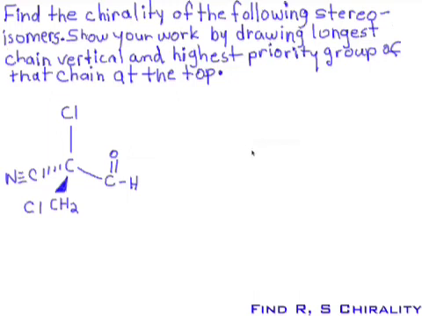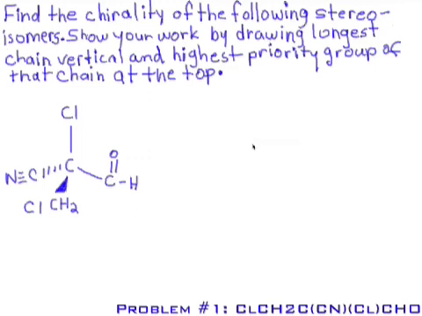In today's homework solution problem, we are looking at problems of chirality, specifically solving, drawing, and naming chiral molecules that have one chiral center. In this question, we were asked to just determine whether the molecule is R or S and to show our work. In order to make it easier, we were asked to draw the longest carbon chain vertical and the highest priority group of that carbon chain at the top.